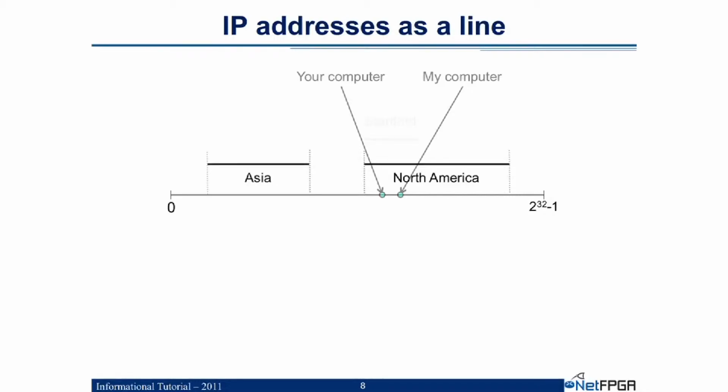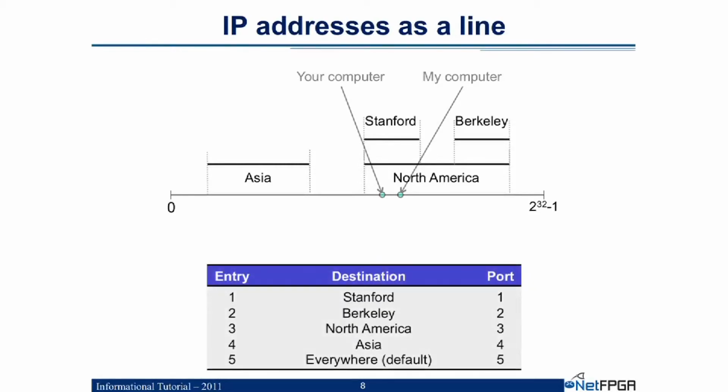We could then allocate small pieces of each region to entities within that region. For example, this small section here could be allocated to Stanford University, and this other section could be allocated to Berkeley. This geographic hierarchy of addresses can be exploited within routing tables. One entry can be used per geographic region, instead of one for each individual host. The forwarding table for this example is shown on the slide.